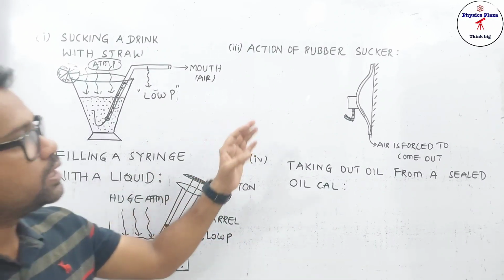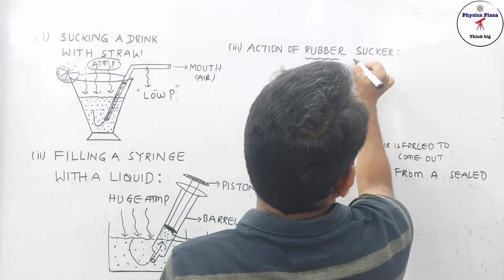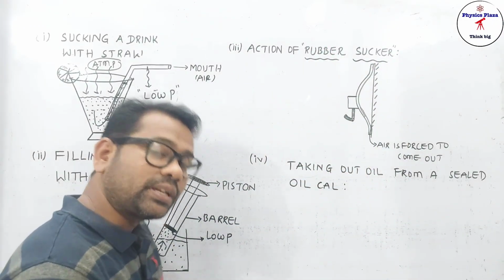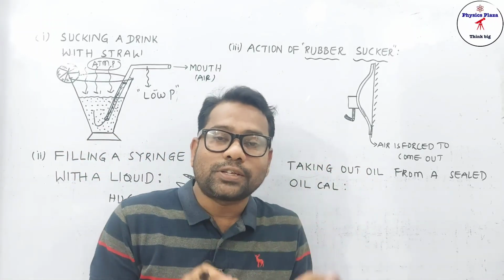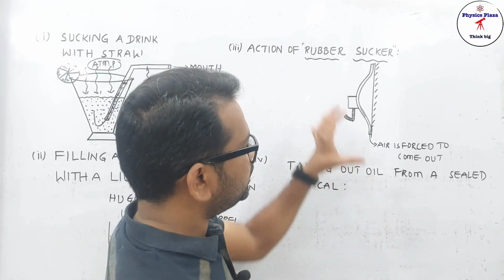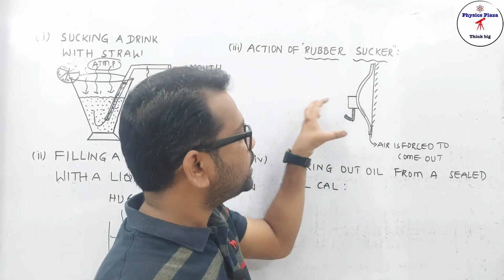And sure, one more thing. Rubber suckers, if you can see nowadays, we are using these rubber suckers as hangers. And this action of these rubber suckers is also based on atmospheric pressure. How will they act? Let us see. So initially, they will be in this form, and this hanger, a hook kind of thing, will be arranged.